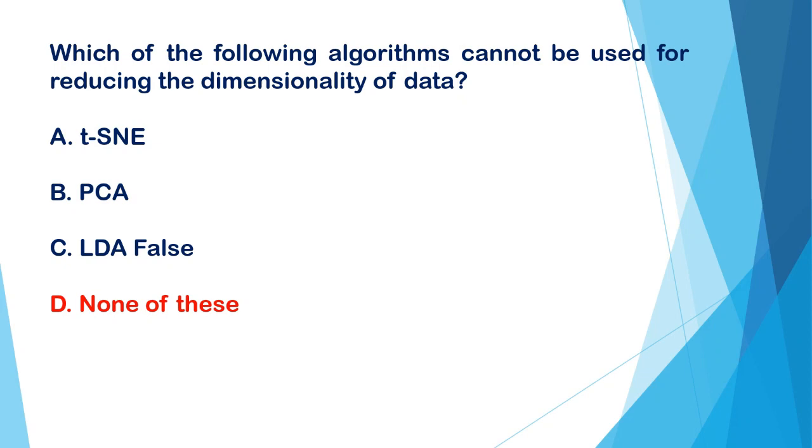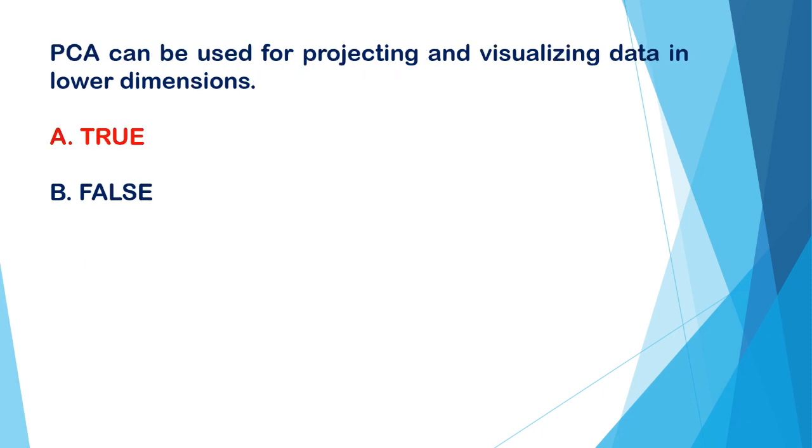A. TSNE, B. PCA, C. LDA, D. None of these. And the correct option is D, None of these. PCA can be used for projecting and visualizing data in lower dimension. Is it true or false? And the correct option is A.